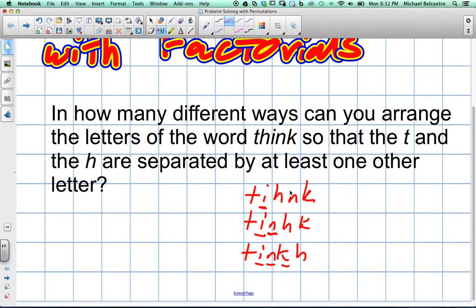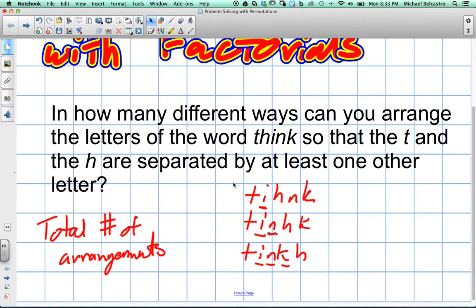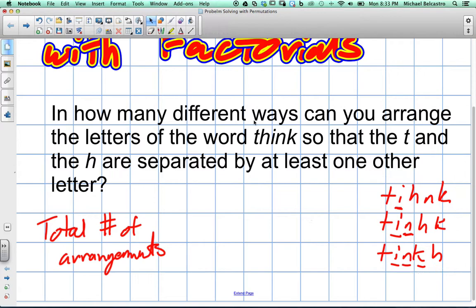What I think, and this is used a lot in probability with this course, data management, what we can do instead is let's look up the total number. So I'm going to find the total number of arrangements. Okay. Total number of arrangements. And what I'm going to subtract is when they're together. Okay. So we're going to subtract when T and H are together.